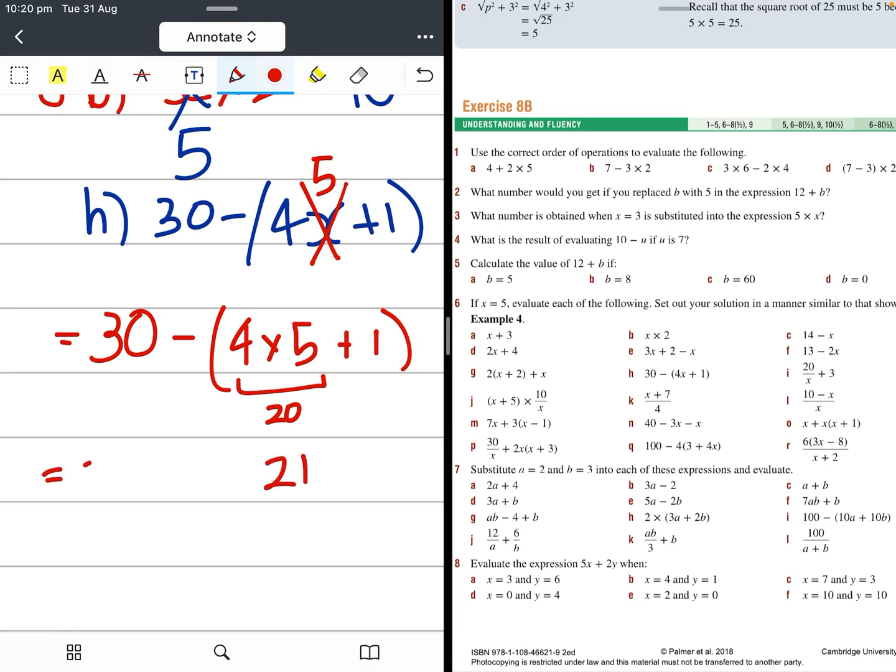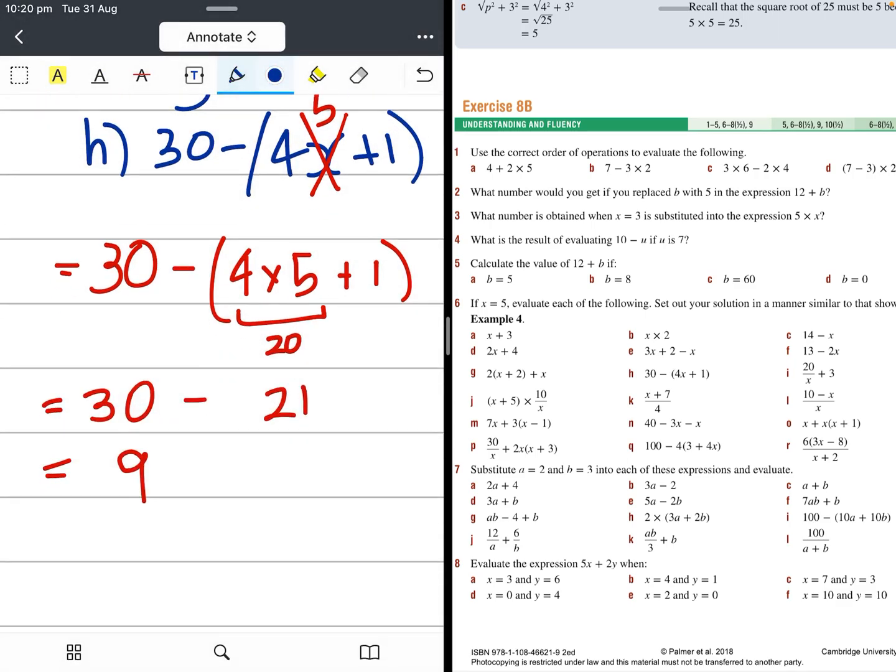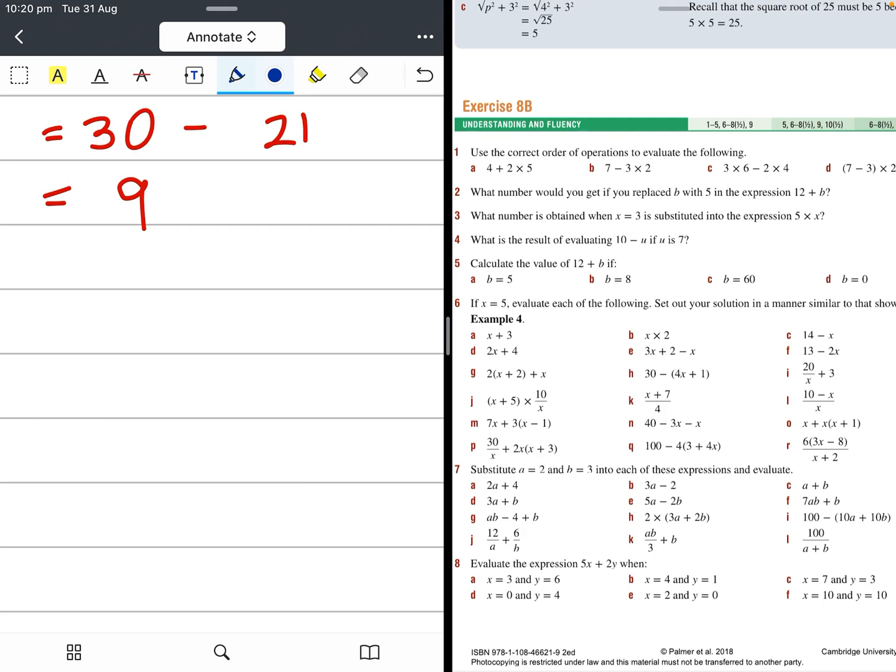Now I'm going to rewrite everything else. Make sure the 21 is second because the 30 should be first. And now let's do 30 take away 21 and hopefully we get 9. All right, let's try another one. I'll write the question out in blue. Doing the middle column again.